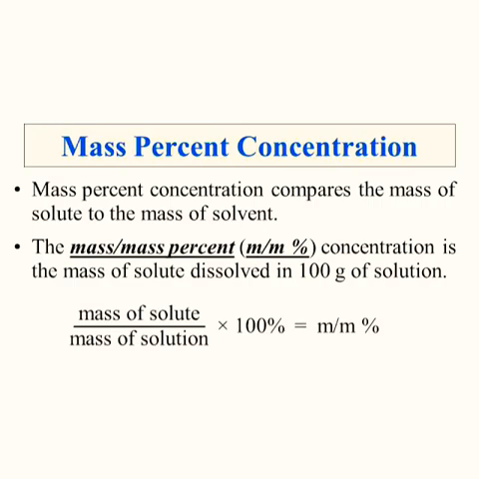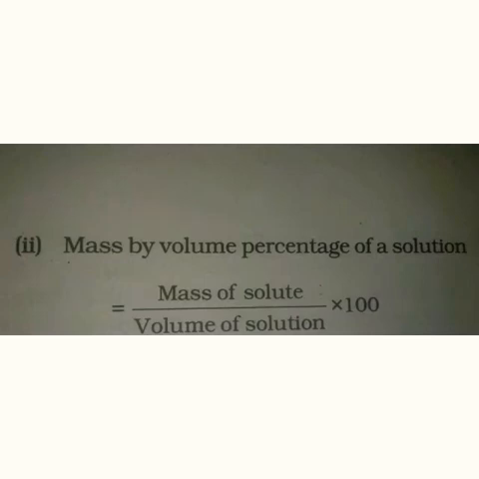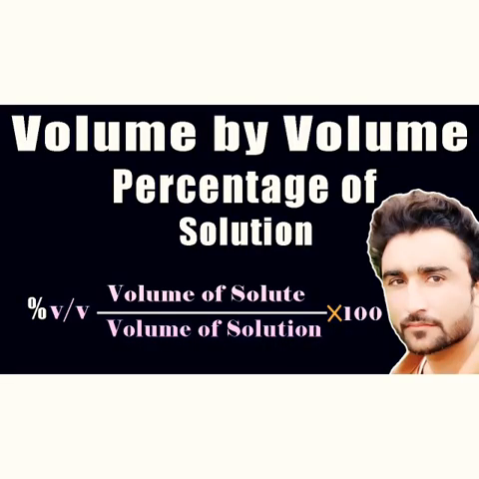Mass by mass percentage of a solution is equal to mass of solute by mass of the solution into 100. Second method, mass by volume percentage of a solution is equal to mass of solute by volume of solution into 100. Third method, volume by volume percentage of a solution is equal to volume of solute by volume of solution into 100. Here, mass of the solution is calculated as mass of the solute plus mass of solvent.